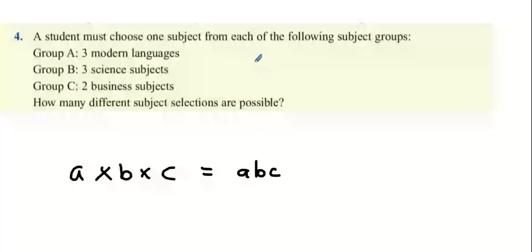This means you simply multiply 3 by 3 by 2. And it simply means there's 24 different choices or 24 different selections. Example, 18. There's 18 different ways of doing the selections.